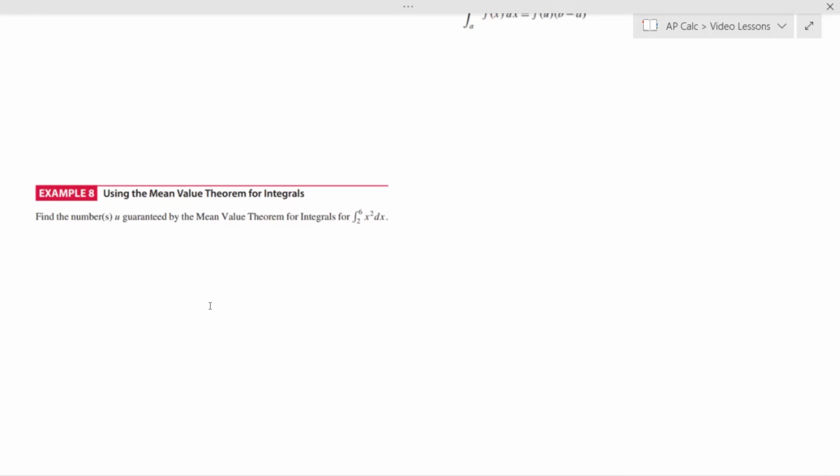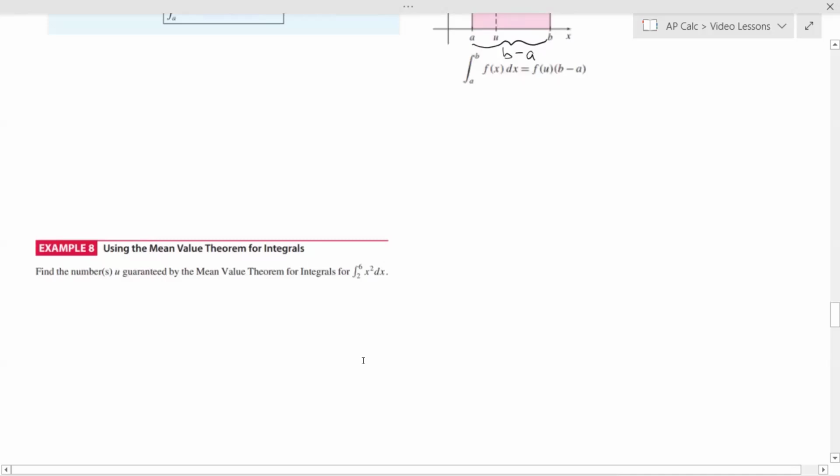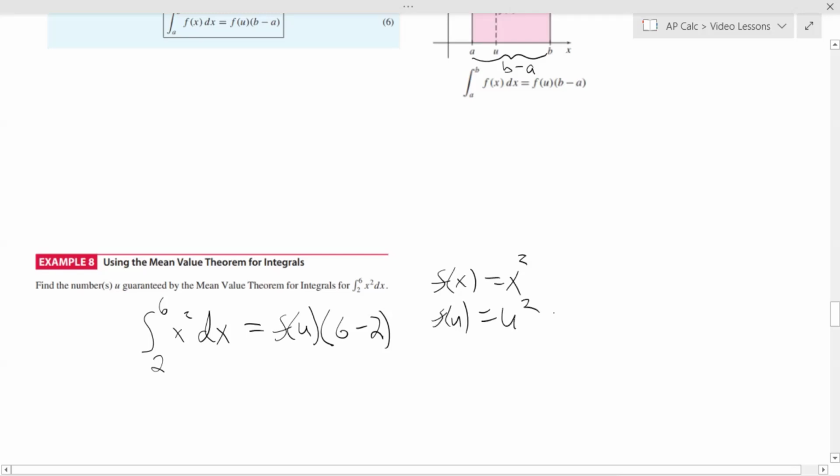So I'm going to make sure the conditions are satisfied. f is continuous because it's a polynomial. On the interval 2 to 6, there has to be a real number u such that the integral from 2 to 6 of x squared dx equals f of u times 6 minus 2. Now, in this case, f of x is equal to x squared, so f of u would just be u squared. So the antiderivative is 1/3 x cubed.